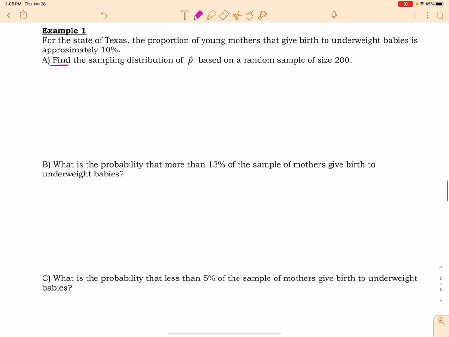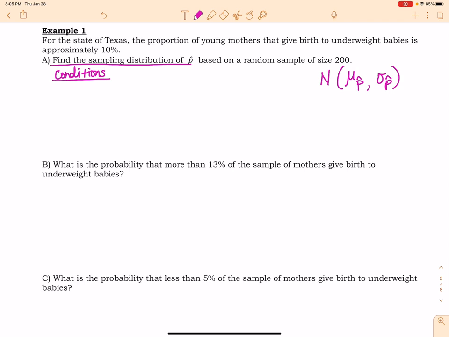So when we're told to find the sampling distribution, that means we want to determine if the sample size meets the criteria to be a normal distribution, and we want to find the average or center along with the standard deviation for my sample. That is what I'm headed for. Since this is dependent upon my sample size meeting all of my conditions or criteria, that's where I'm going to start. So I need to talk about my conditions.